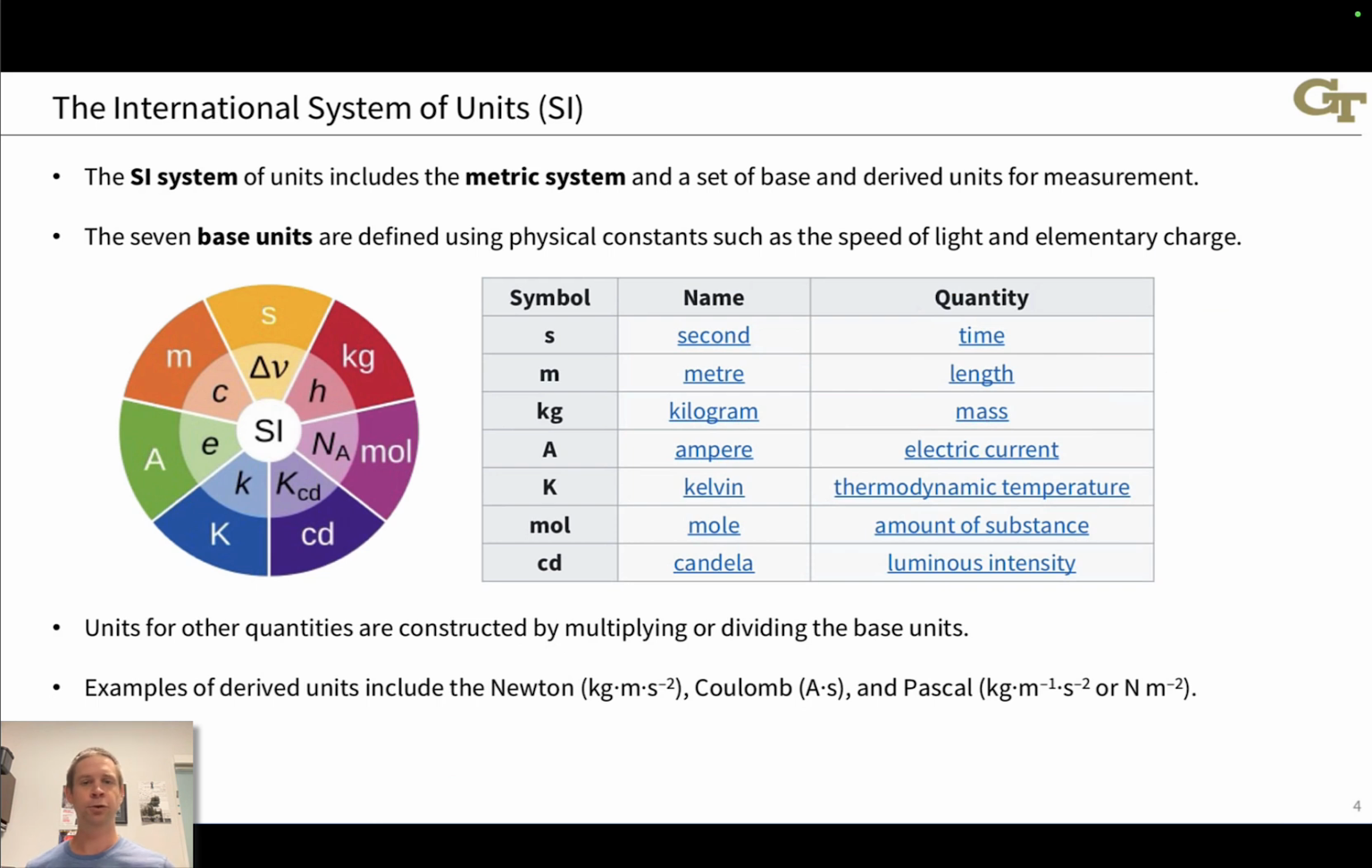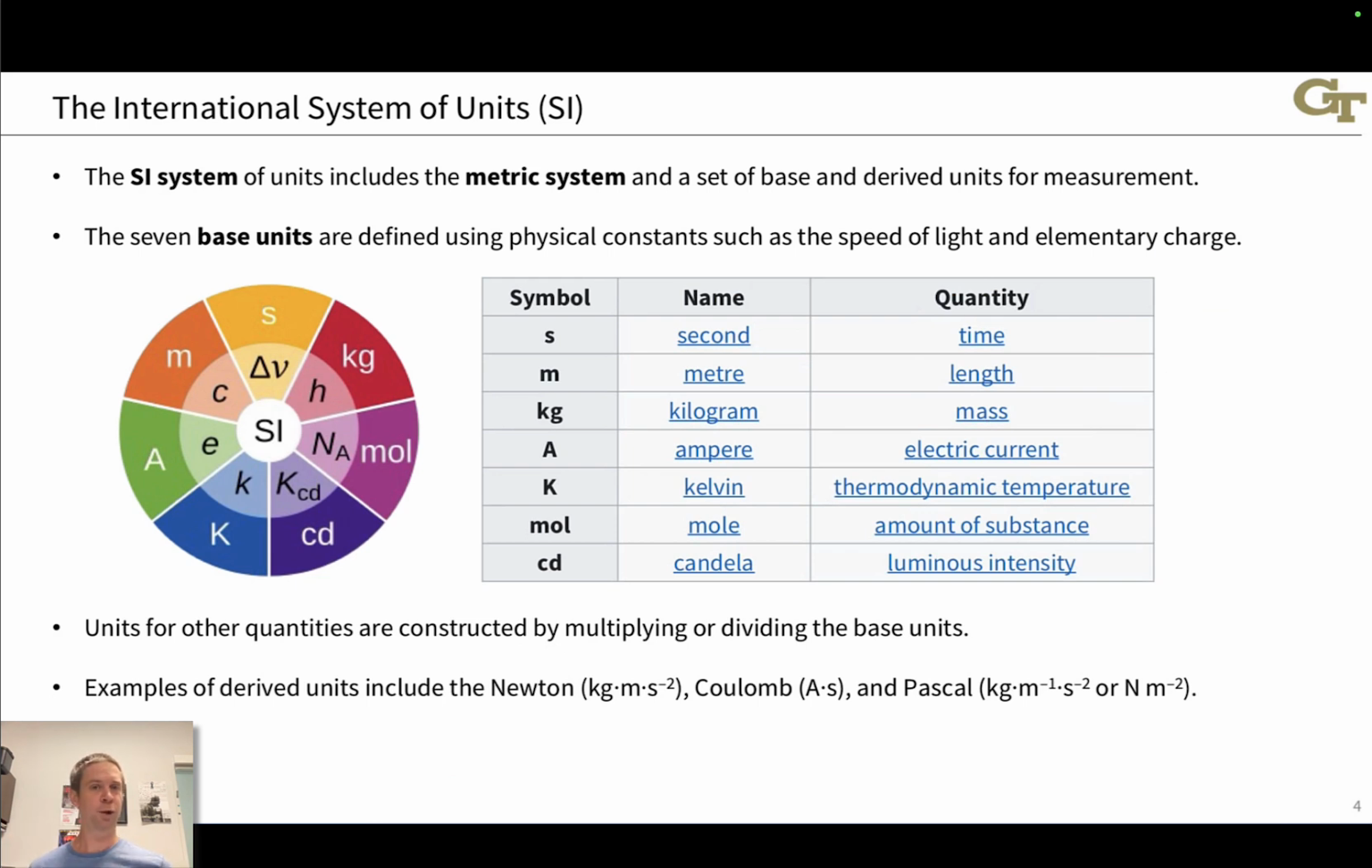The system you'll use for measurements 99 times out of 100 in your chemistry course is the International System of Units, or SI system. This includes the metric system as well as a set of base units and then units derived from the base units called derived units that we use for measurements. There are 7 base units. These are actually defined with respect to physical constants that we have measured the values of, like the speed of light and the elementary charge.